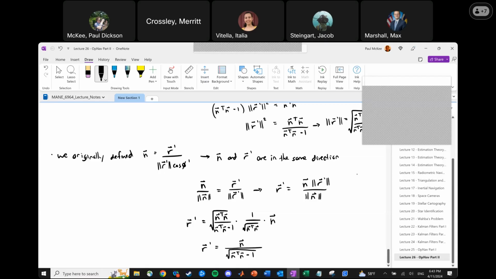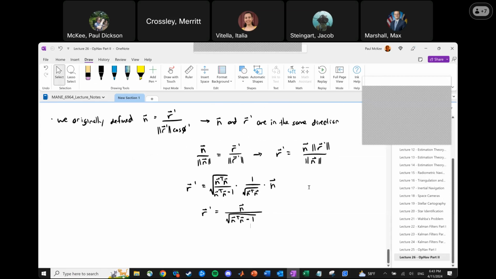What we end up with is that r prime is n divided by the square root of n transpose n minus 1. Now, just like solving a Rubik's Cube, where you might be thinking, wow, we are so many abstractions deep, I'm completely lost. It's like, no, you're not lost because we're done. 2 more turns of the cube and the whole problem is solved.